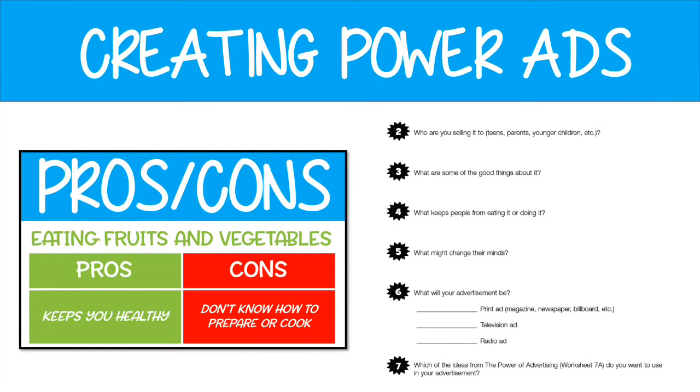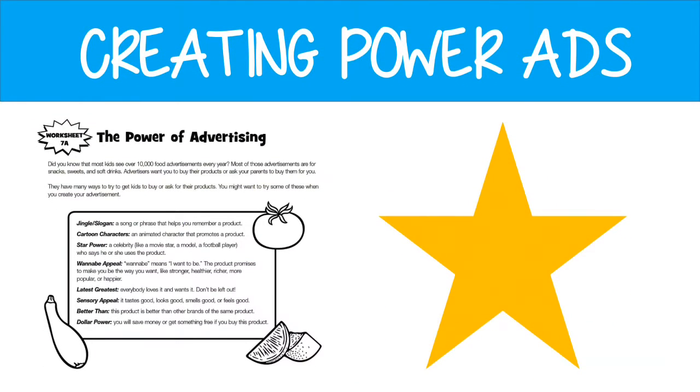Once you have picked a topic, complete questions 2 through 7 on the worksheet using the pros and cons list you previously wrote down to help. You will also need to use the Power of Advertising handout for a list of advertising techniques to use in your ad. For example, you could use star power, where you mention a celebrity in your ad to persuade people to follow its message.